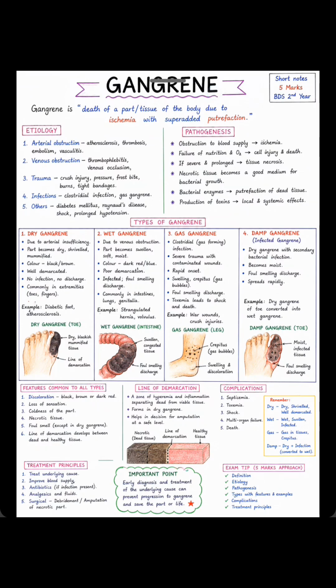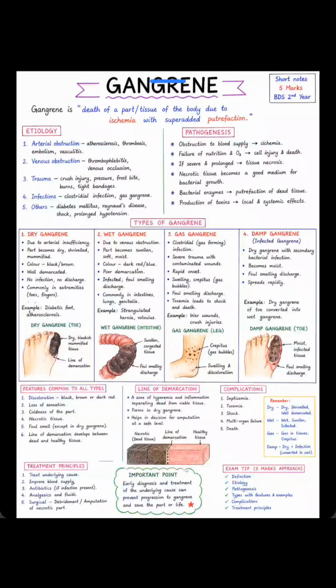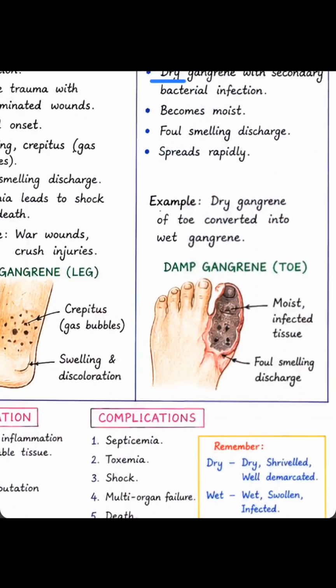Okay, and damp gangrene, infected gangrene. This happens when a case of dry gangrene gets a secondary bacterial infection, turning it moist, foul smelling, and spreading rapidly. Damp gangrene is moist and infected; you can see the moist infected tissue and foul smelling discharge.